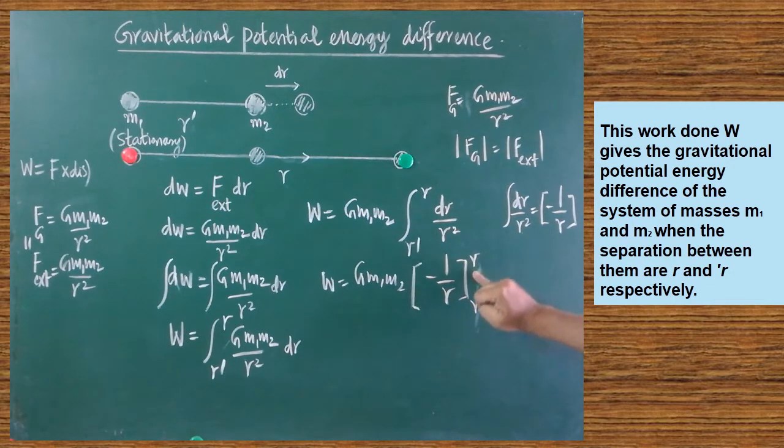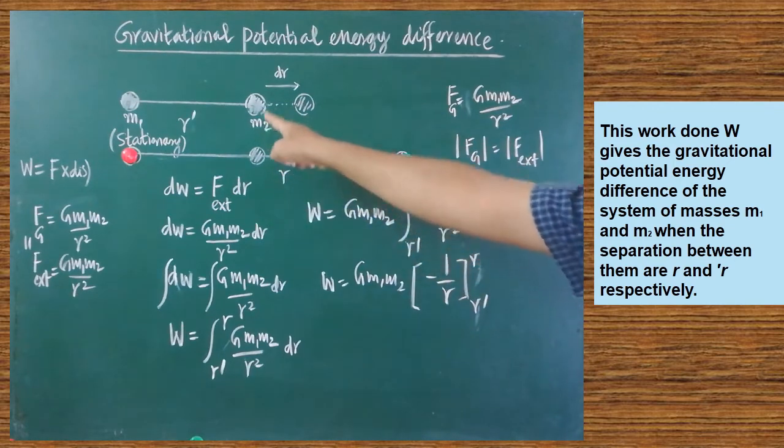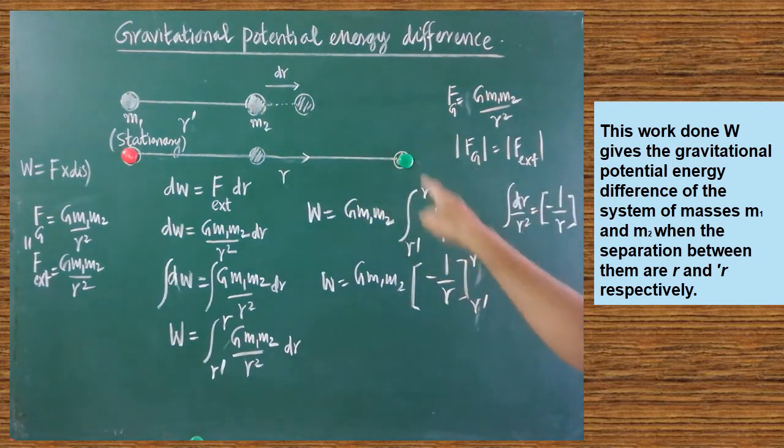R dash must be written. R dash is the initial distance. It is moved from R dash distance to R distance. Therefore, R dash to R distance. This is the lower limit, this is the upper limit.